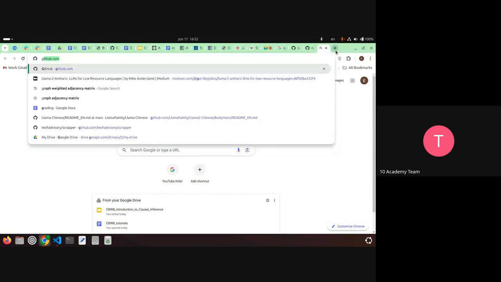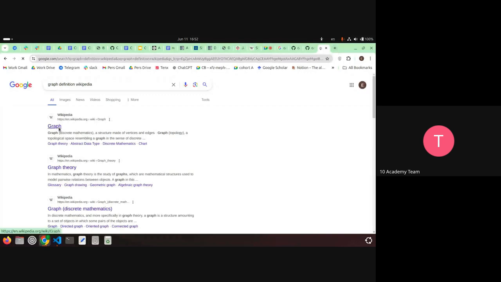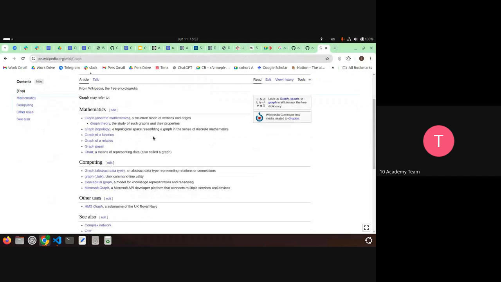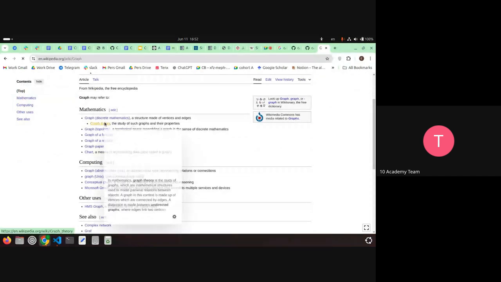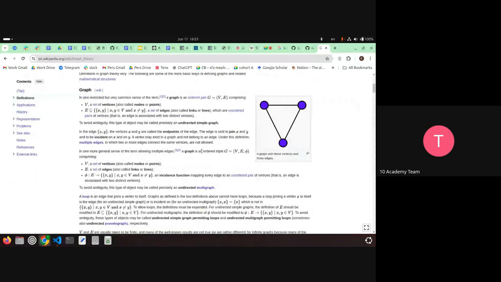So what I want is the definition of a graph. This is Wikipedia. This one tells you, so this is the edge. It's a set of, let's say, X and Y is going to be an edge between X and Y. And of course, if we are using a directed graph, it's going to be an ordered pair. So X, Y means that there is a relationship from X to Y.